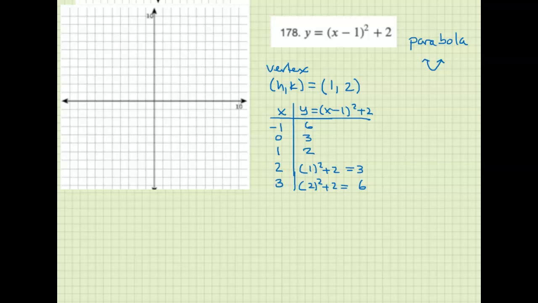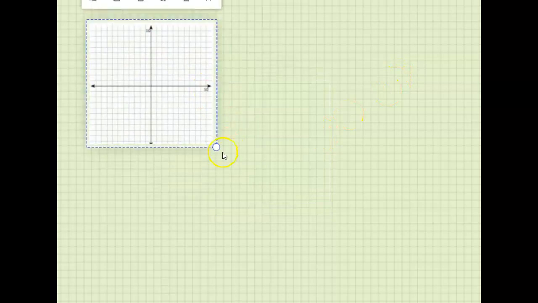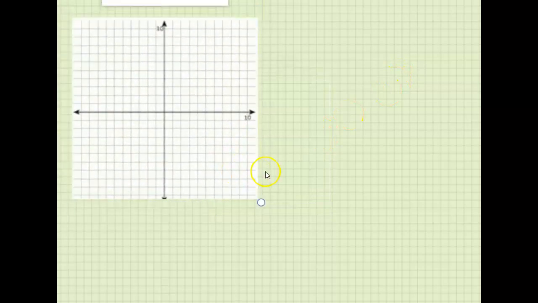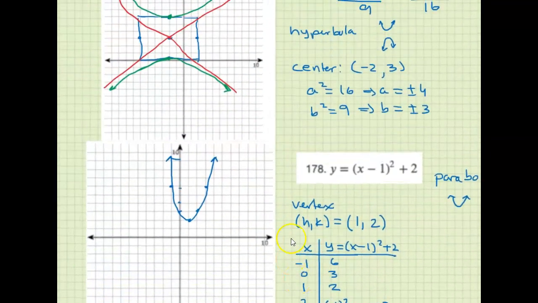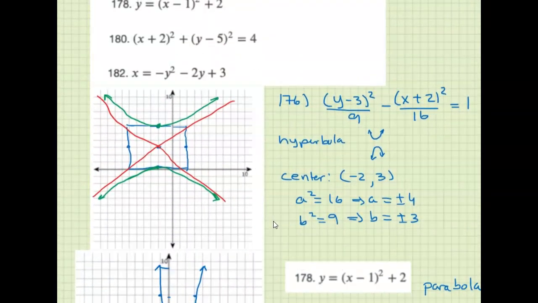So the vertex is at (1, 2). Then I have (0, 3) and (2, 3), (3, 6), and (-1, 6). So it's a parabola that turns up, and that's what it looks like. Very good. All right, let's go to the next one. Here's my grid. Let's see what the problem is. 180.